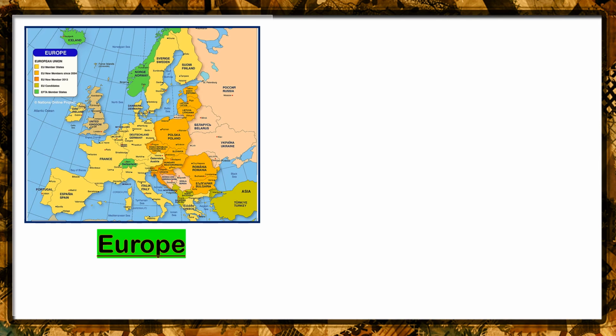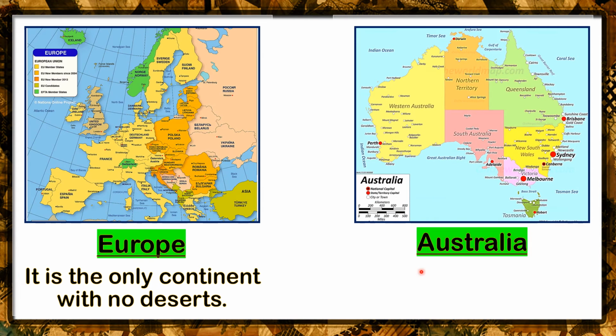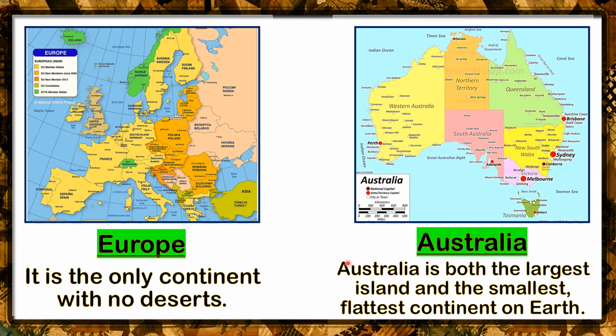The sixth one is Europe. It is the only continent with no deserts because we all know that Europe is a very cold continent. And the last one is Australia, which also happens to be a country. Australia is both the largest island and the smallest, flattest continent on Earth.